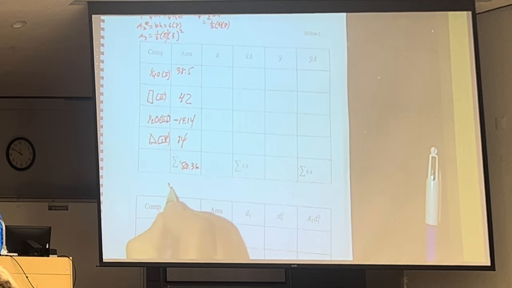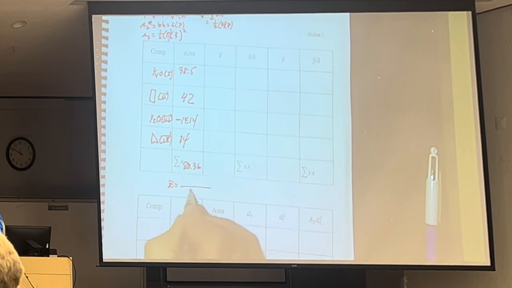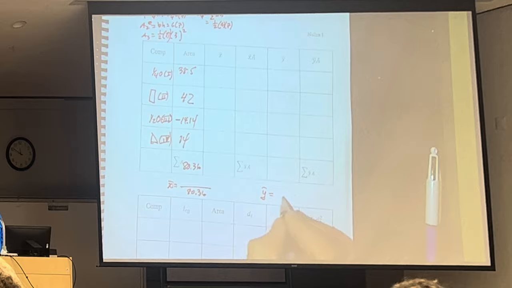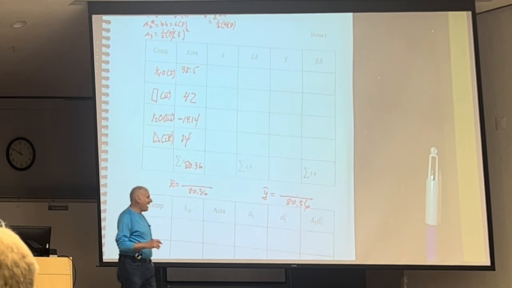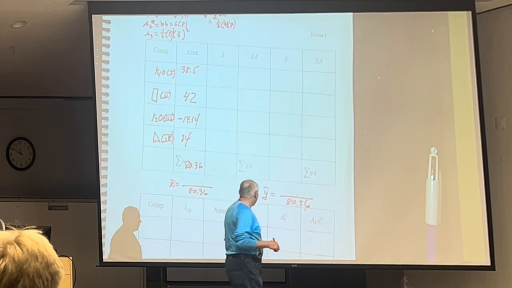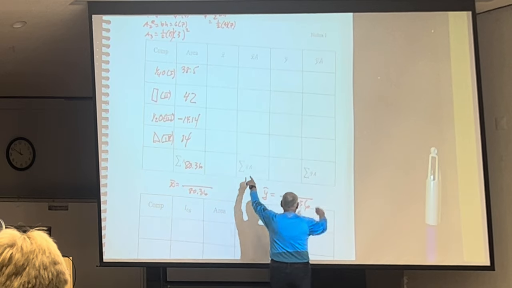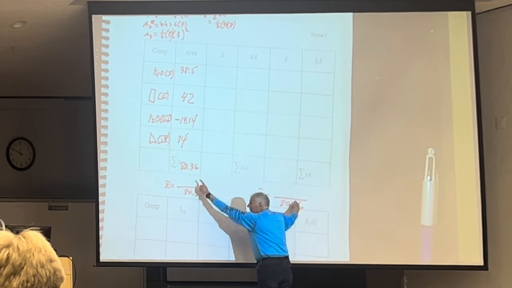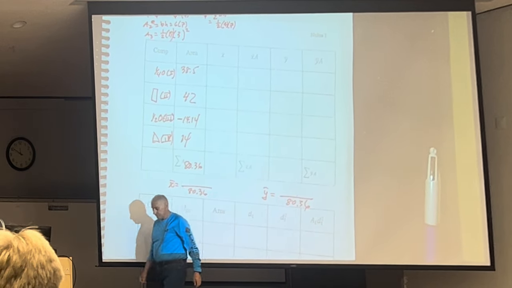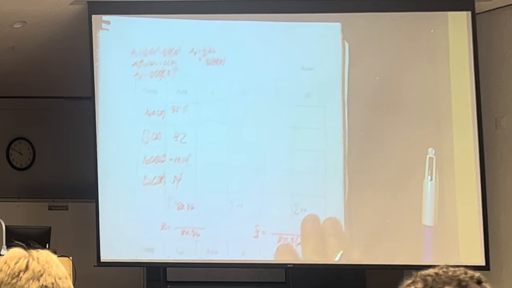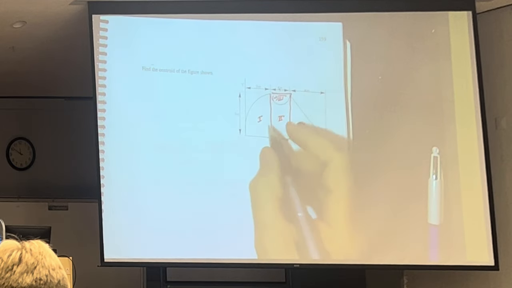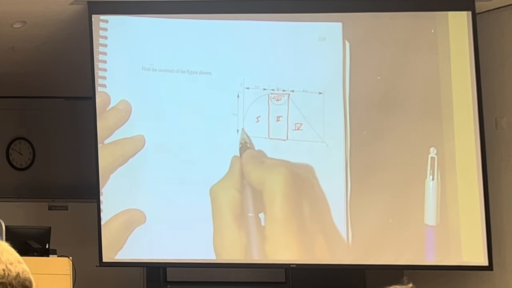So I already know x bar is some number divided by 80.36. Y bar is some number divided by 80.36. That's a fact. That ain't gonna change. Now I just gotta get the numerator. Well, the numerator are these 2 columns right here. That goes here, that goes there. Okay, x bar. So I need to go from the y-axis to here.